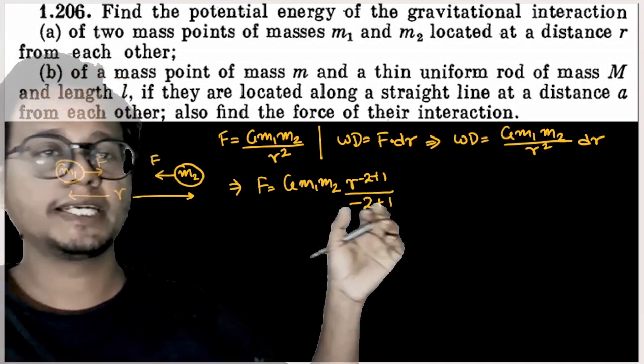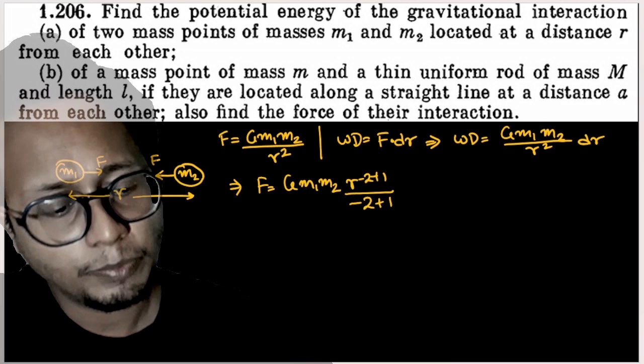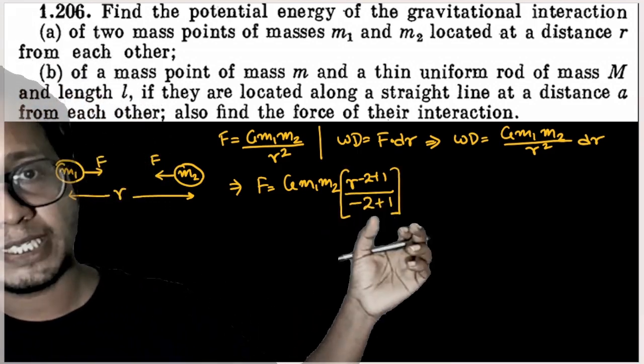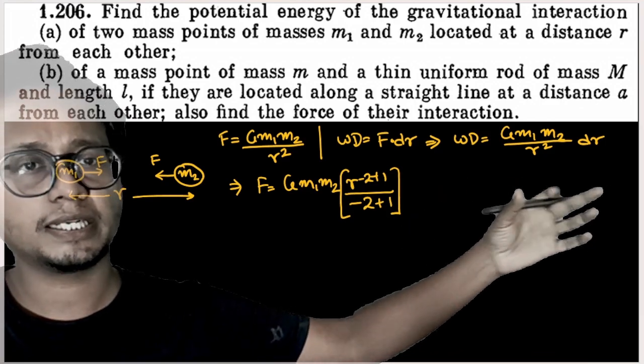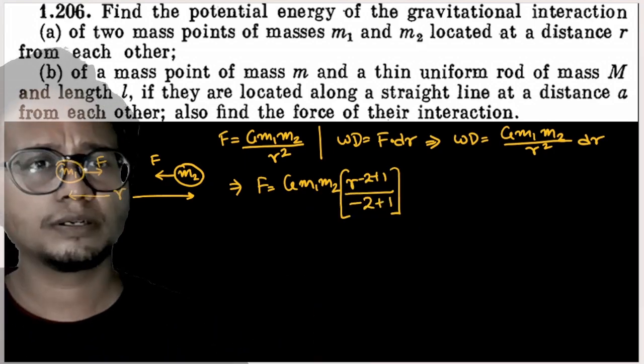Now you can either apply a definite integral or an indefinite integral. If you are applying a definite integral, you put in the upper and lower limits. If you are using an indefinite integral, add a constant and find it from the boundary condition. This is the boundary condition: at r equals infinity, potential energy is equal to 0. Then solve for this.